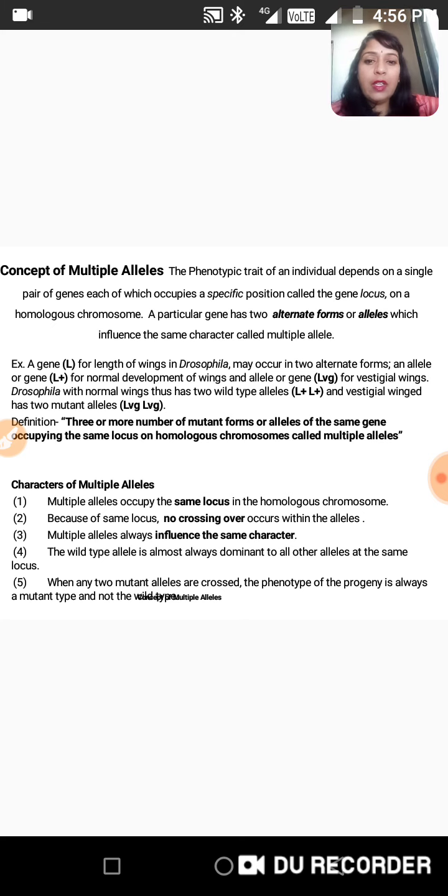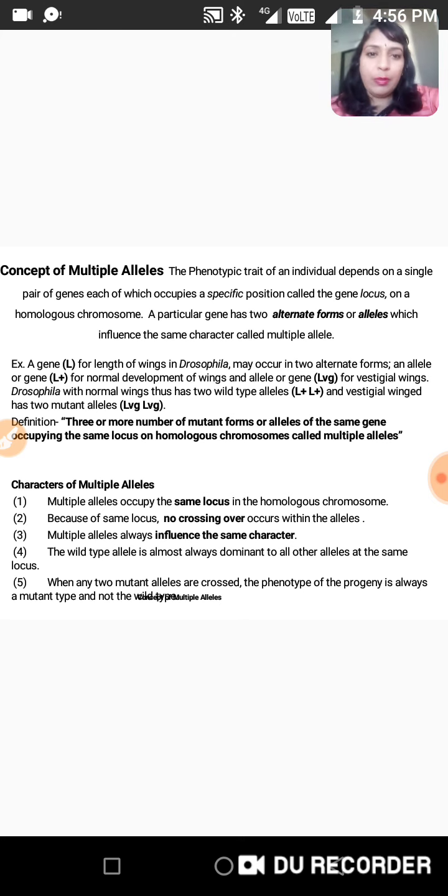Now, a particular gene always has multiple forms. Means for a particular gene there may be 2 forms, 3 forms, 4 forms. So these variable forms of the same gene are said to be the multiple alleles, okay, or alternative forms of the same gene which influence the same character.